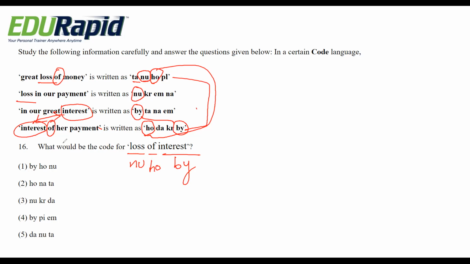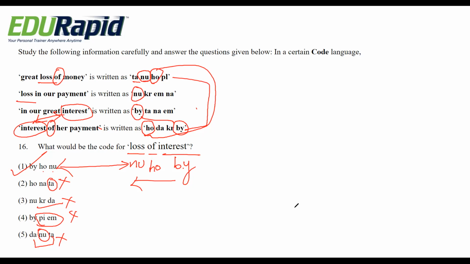So BY, HO, NU. Let me check with the first one. BYHONU. Yes, in the first one all three terms are present. In the second one, TA is there, which is wrong. In the third one, these two are wrong. KRDA, here also PIEM is not there. So here all three are wrong. Sorry, NA is present, but DATA is not present. So all three are right in option 1, BYHONU. So option 1 is the right answer.